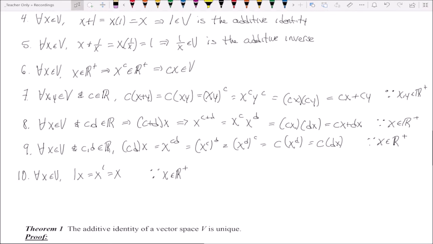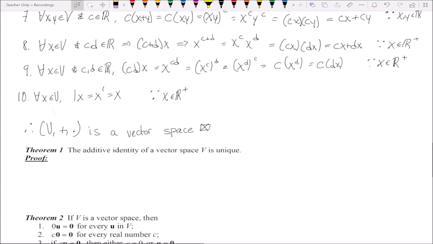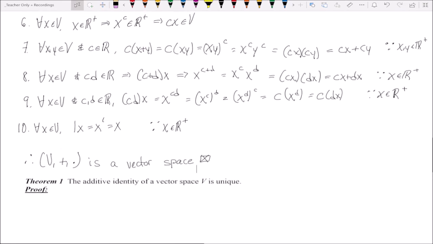All 10 properties hold, so we say, therefore, this set V together with vector addition and scalar multiplication as defined is indeed a vector space. We will now close out by looking at 3 particular properties. First, the additive identity of a vector space is unique.